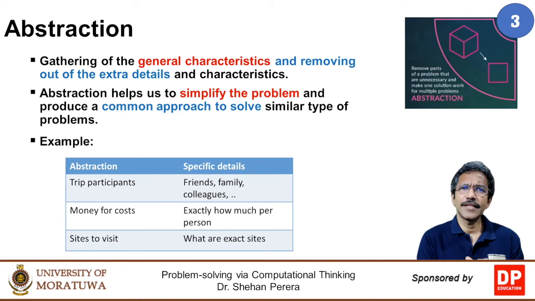When planning the overall trip, if we want to use abstraction, we need to look at the participants, we need to look at the cost, we need to look at the sites, right? So by looking at the list of items like this at a higher level that we need to solve, we can make it easier for ourselves to solve this problem.